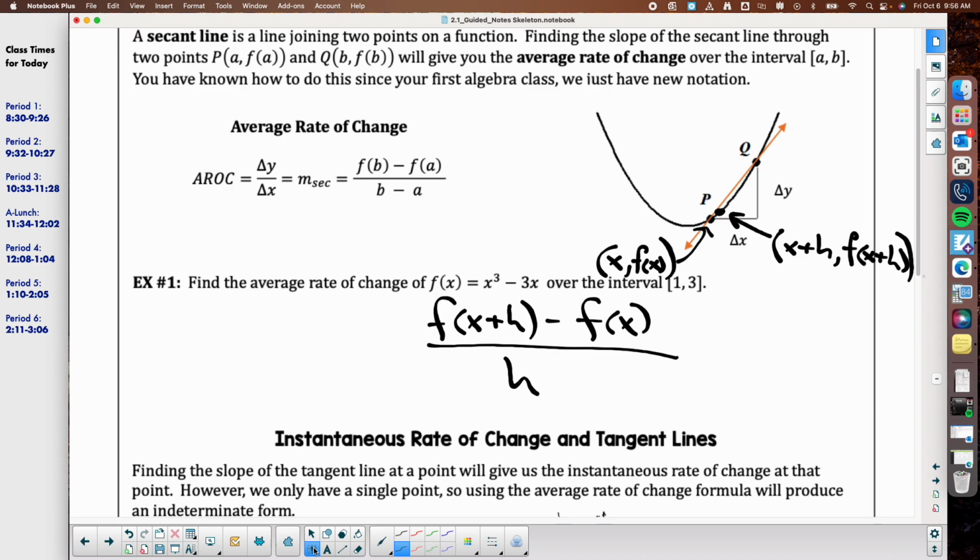Isn't that the first derivative? No, not yet. Yeah, it's half of the first derivative. But before you cancel, you said x plus h minus x, yep.